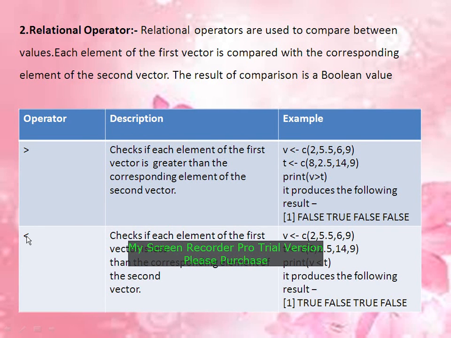And similarly the second operator, less than. This checks if each element of the first vector is less than the corresponding element of the second. So similar to the previous example, vectors 2, 5.5, 6, 9, 8, 2.5, 14, 9. So whether V is less than T: 2 less than 8 true, 5.5 less than 2.5 false, 6 less than 14 true, 9 less than 9 false. So this is it.